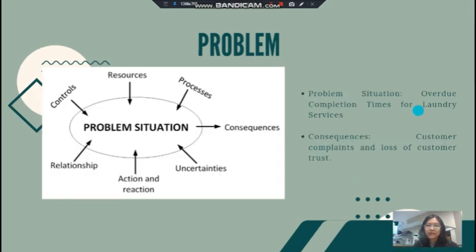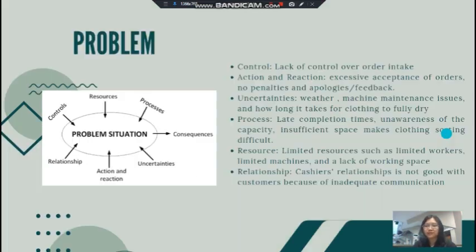For the next, the problem situation that we found in Keisha Laundry is the overdue completion times for laundry services. The consequences are customer complaints and also loss of customer trust. Some aspects we have already identified here. The first aspect is control, which is a lack of control over order intake. The second is excessive acceptance of orders, with no penalties, apologies or feedback from the laundry.